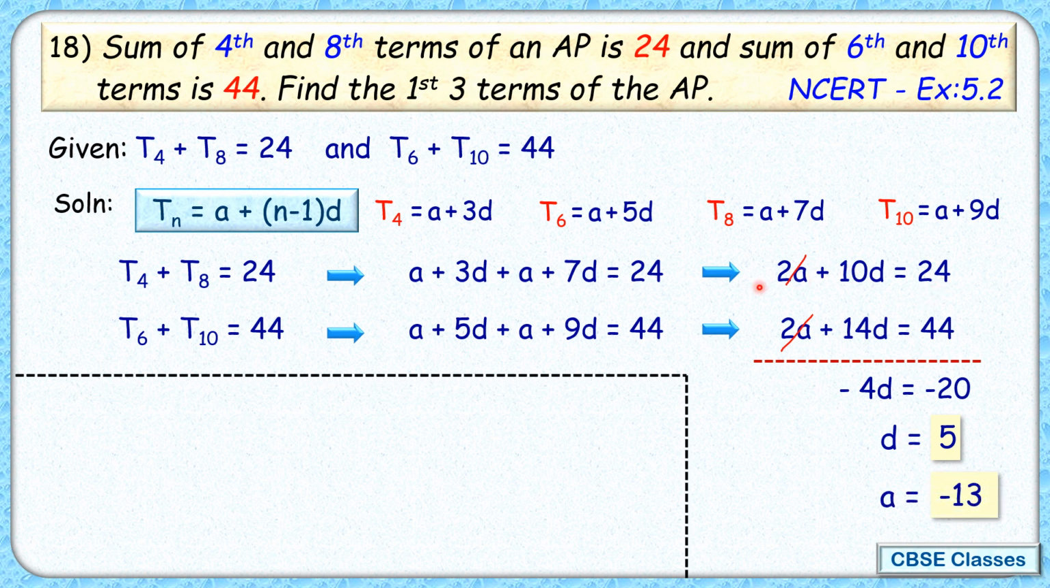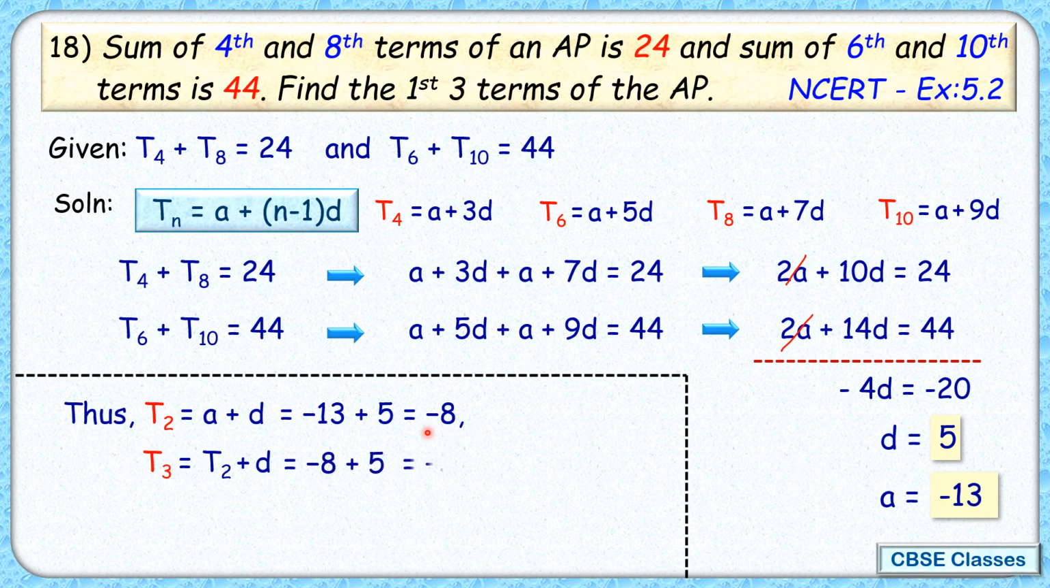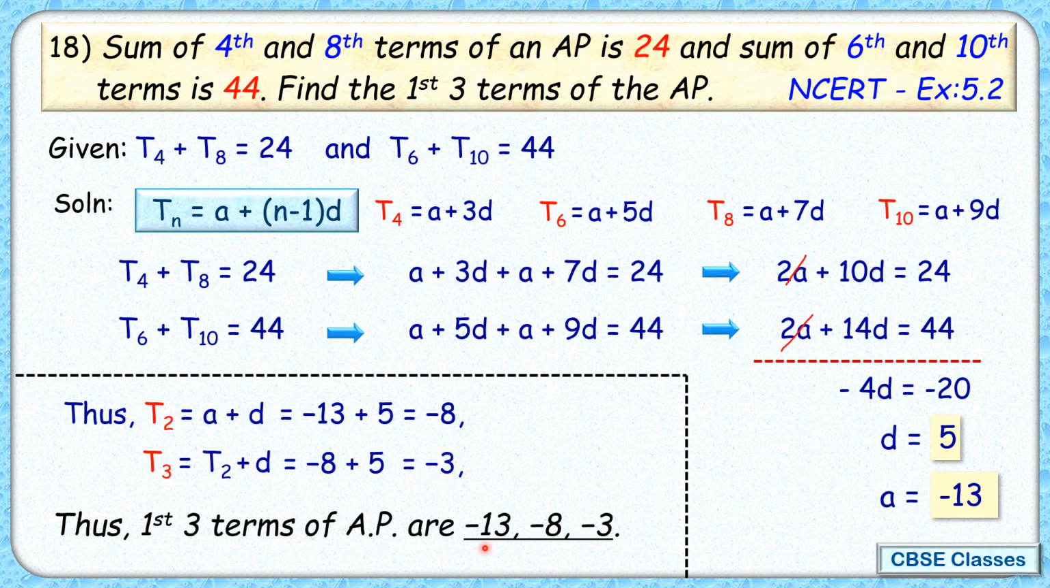Now here we have to find the first three terms of this AP, and of course the first term is minus 13, and the second term will be minus 13 plus 5, or minus 8, and the third term will be minus 8 plus 5, that's minus 3. And thus the first three terms of this AP are minus 13, minus 8 and minus 3, and that's our answer.